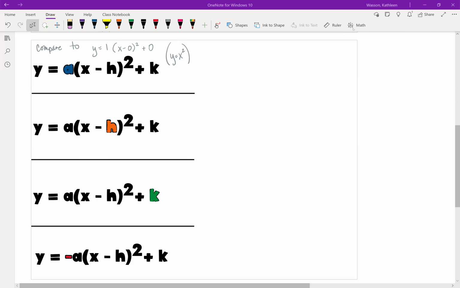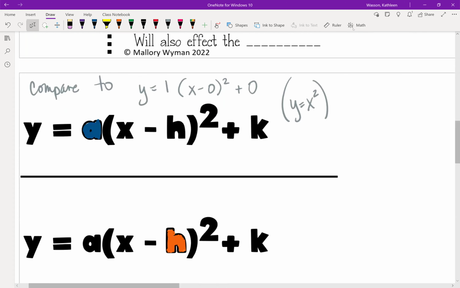Okay, so this is the transformation formula for a quadratic equation. It has a and h and k in it. And with any of these, with whatever equation you have, you'll describe the transformations, and that is the math vocabulary that explains how the equation you're graphing compares to y equals x squared.